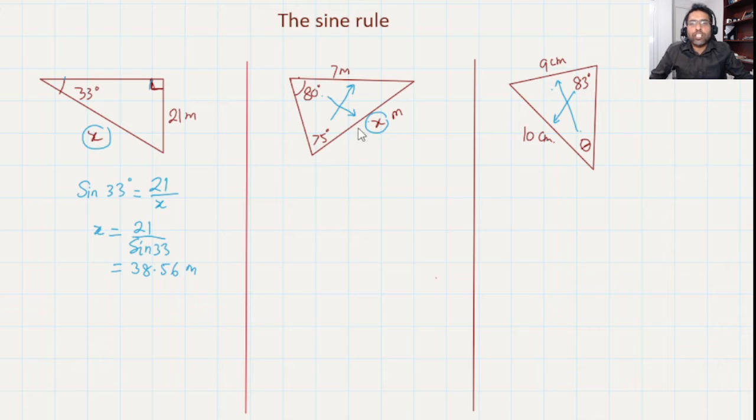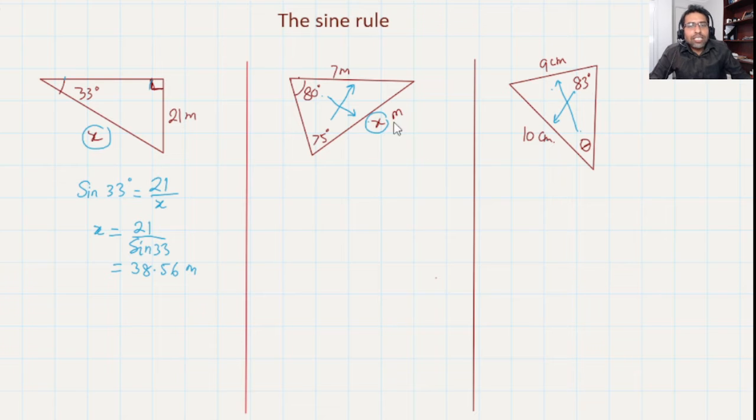Why? Because the trigonometric ratio is only applied to right angle triangles, and if you look at these two examples, these are not right angle triangles. So in these situations we need to use the sine rule.